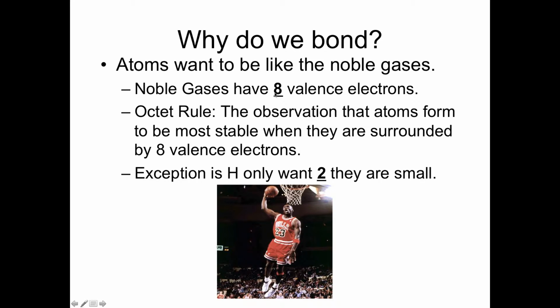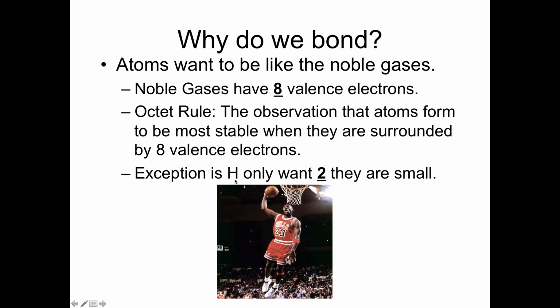And how they do that is by bonding. And that has a special name. It's called the octet rule. It's basically the observation that atoms form to be the most stable when they're surrounded by 8 valence electrons. And the only exceptions are hydrogen and helium.